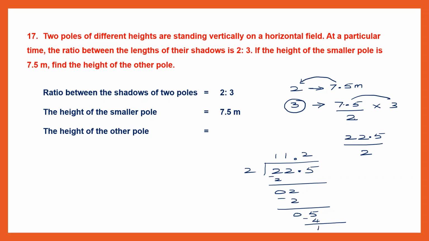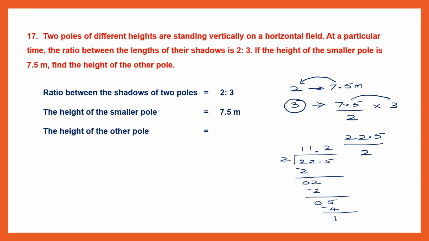Because my remainder is not 0, I'm continuing my division. To continue my division, I have to put a 0 here and bring that 0 down. Now what is my number? 10. So 2 5s are 10. Now if you see, my remainder is 0, so I can stop my division here, and my quotient 11.25 will be my answer. So the height of the other pole is 11.25 meters. So we have found our answer.